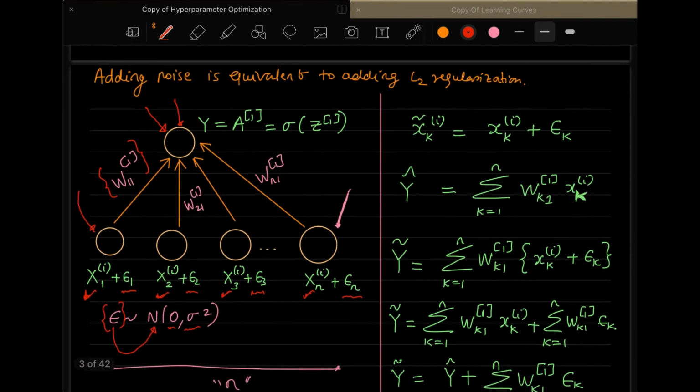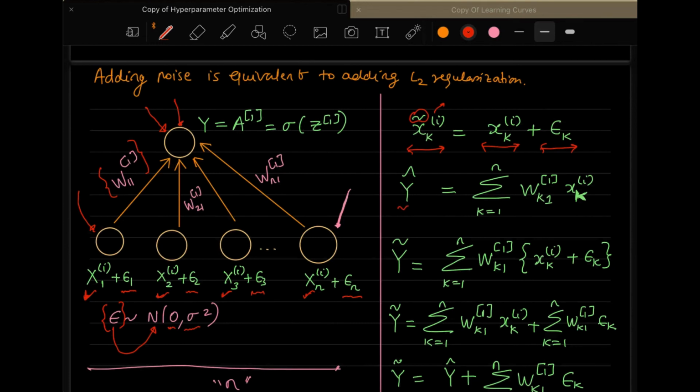When you add noise epsilon naught k to the original noise-free input, what you get is x tilde k superscript i. This i is the sample index, as we have already discussed. The tilde represents that you are adding noise here. This is the convention that I am following.